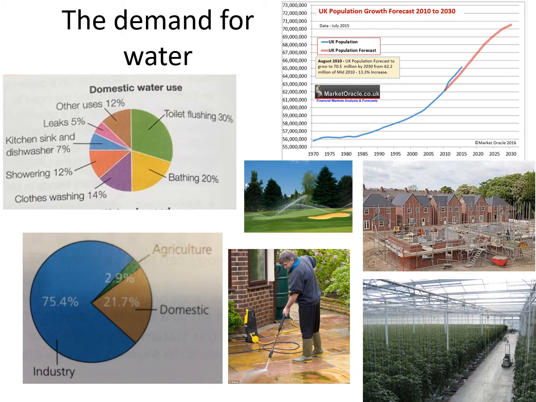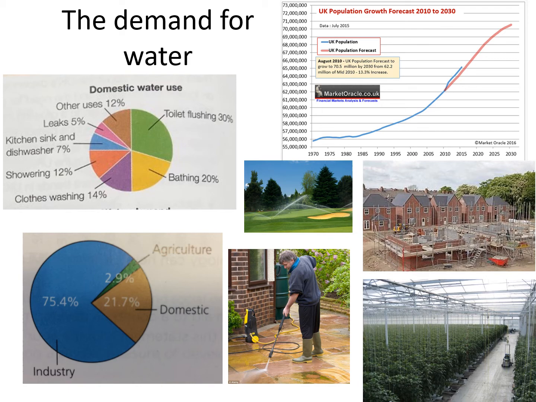And there are the answers. So top left diagram, as you can see, toilet flushing. 30% of the water that you use in the home is on flushing the toilet. Incredible. That's the biggest majority. Bathing comes in second at 20%. Interestingly, washing clothes in washing machines, that comes next, 14%. Then showering. Washing up and the dishwasher, a lot less, only 7%.